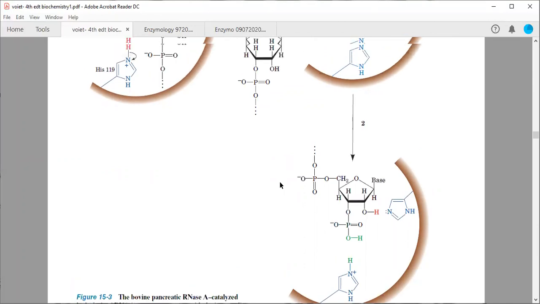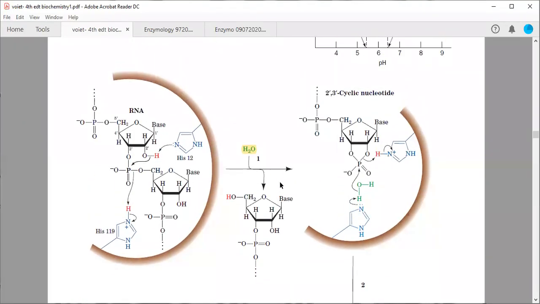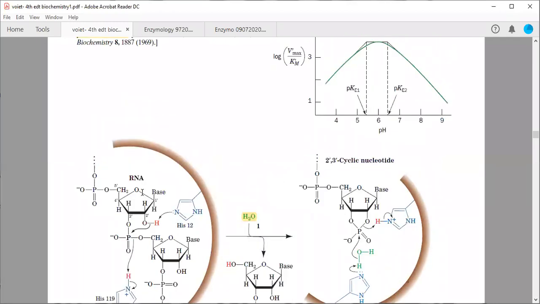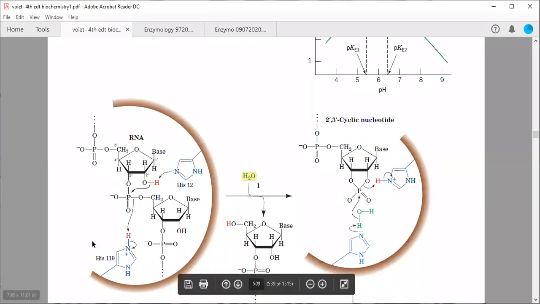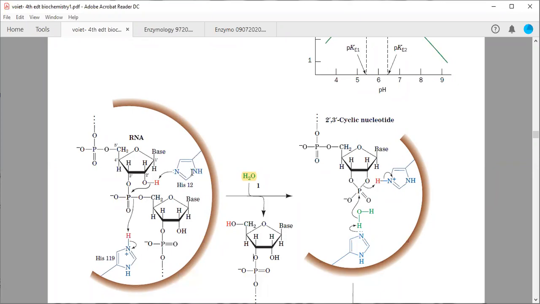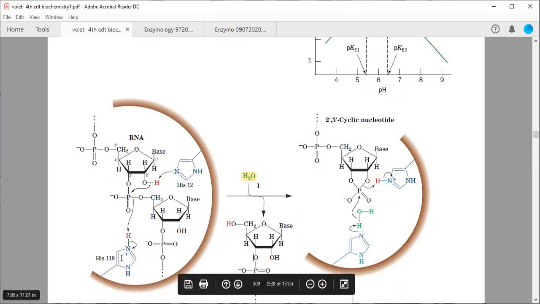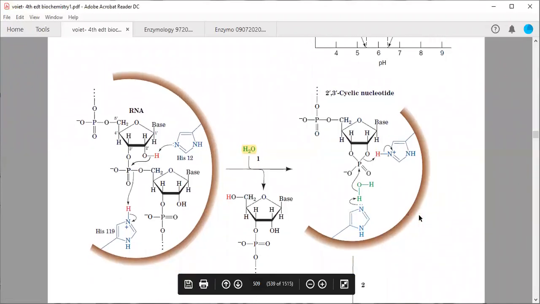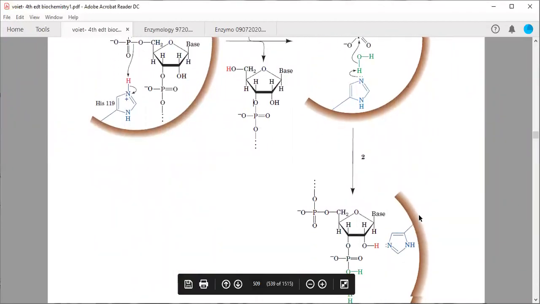Is this clear to you? Are you able to understand how RNase A is able to degrade the RNA with its two active amino acids, histidine 12 and histidine 119? These work as general acid or base catalysts. In the first step, histidine 12 is a general base; in the second step, it is a general acid. The same is the case with the other histidine: in the first step it is a general acid, and in the second step it is a general base. So they act like this, and a water molecule helps in this process.